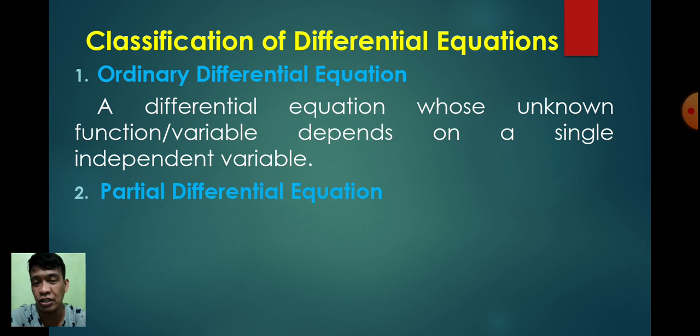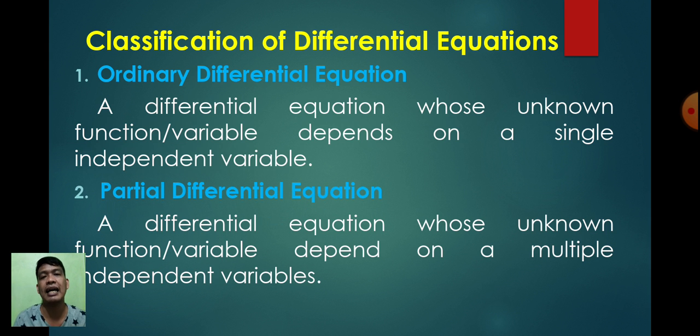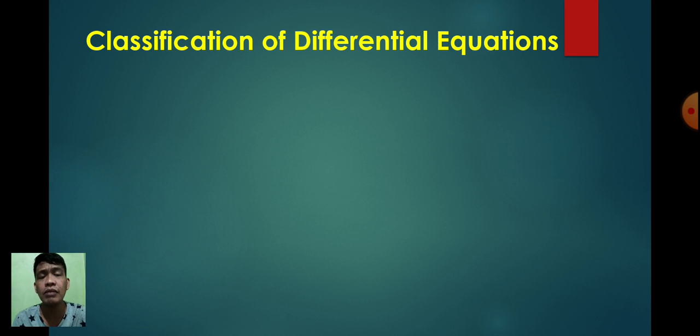Otherwise, it is partial. So, kapag marami na ang nakikita mo sa denominator na variables, that is considered to be partial differential equation. So, let us try. Given that dx with respect to t plus x is equal to 3. As you can see, isa lang yung nakikita mo sa denominator which is t. Therefore, it is considered as an ordinary differential equation. Kasi ang independent variable natin ay t, ang dependent variable natin ay x.